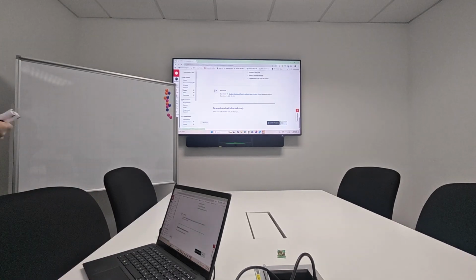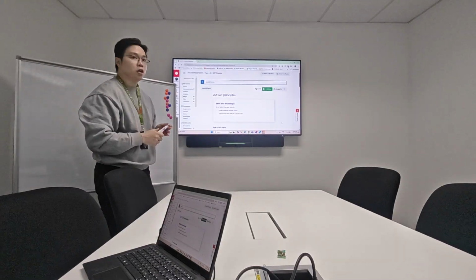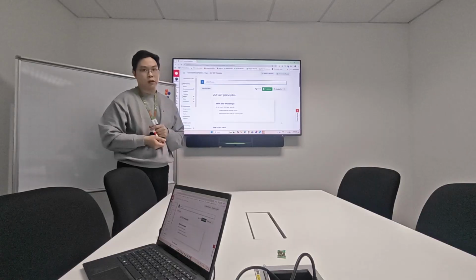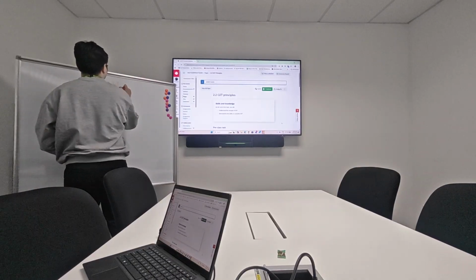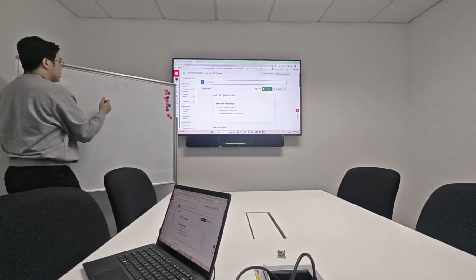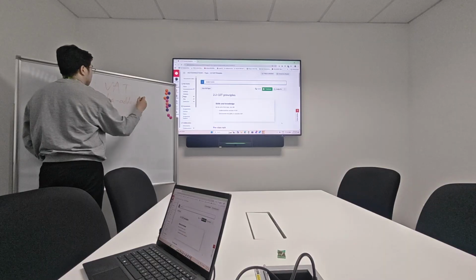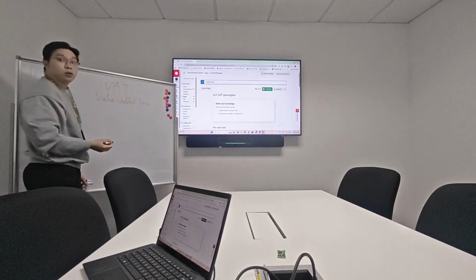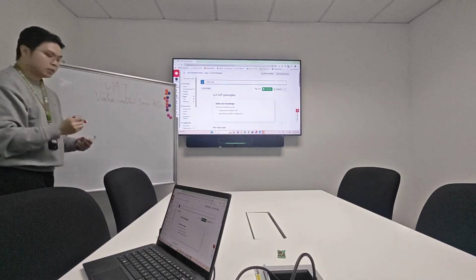Next, 2.2. GST. GST is a tax on a sales or a purchase, similar to VAT in Vietnam. VAT in Vietnam is called value added tax. It's also 10% on top of the sales or purchase.